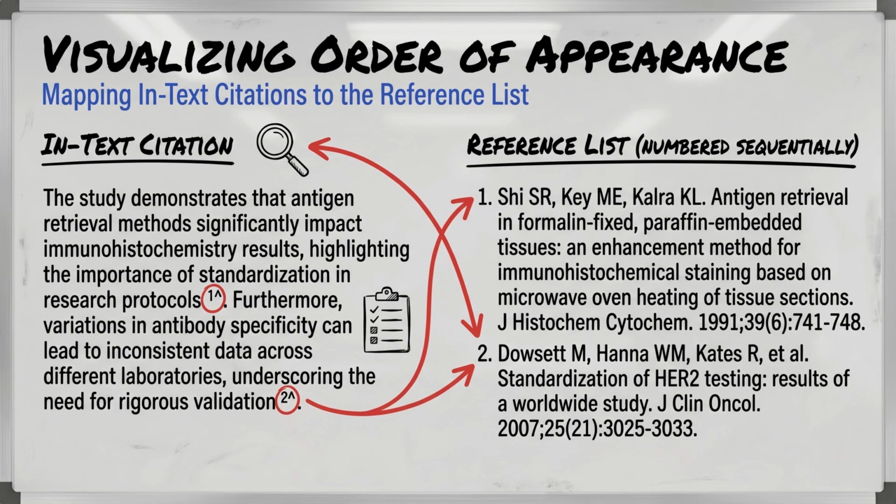This method ensures that your reference list directly reflects the flow of your argument, making it easy for a reader to follow your scientific narrative. Now, let's break down what a single AMA reference looks like using a real example.